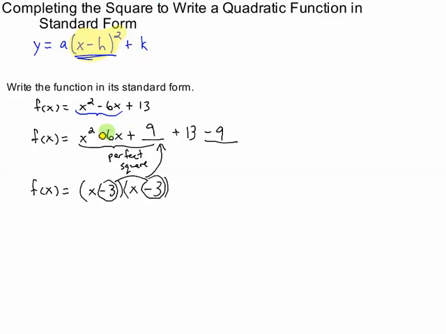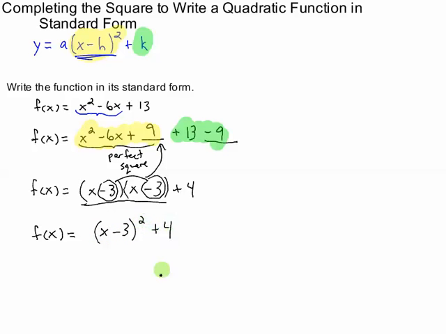And basically we've got two things now. We've got this trinomial, which is a perfect square, and we have the constant out here. So the constant is going to be this k part of the function. So 13 minus 9 is 4, and all I have left to do is write this as being squared as it is up here. So f of x equals x minus 3 quantity squared plus 4.